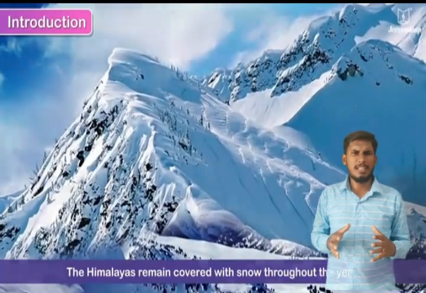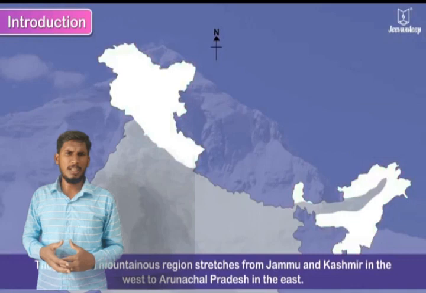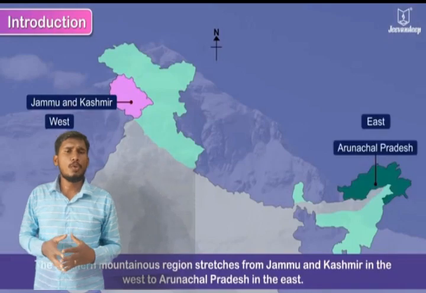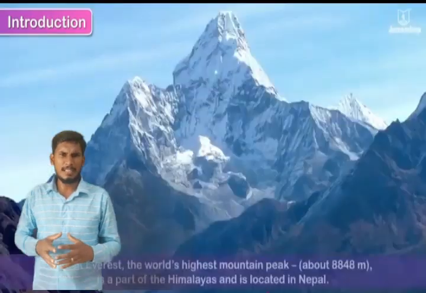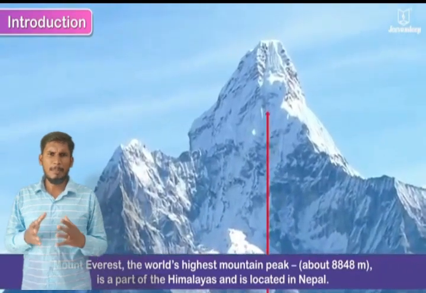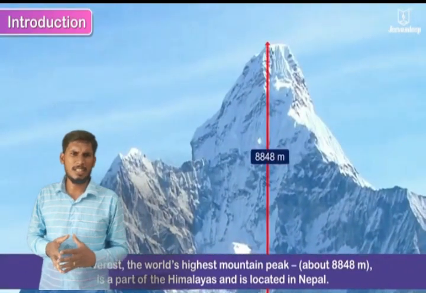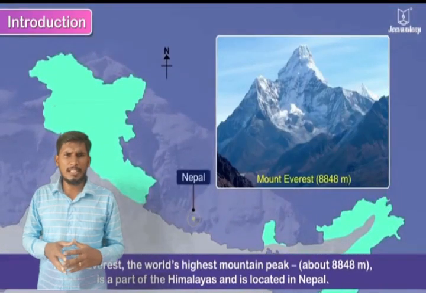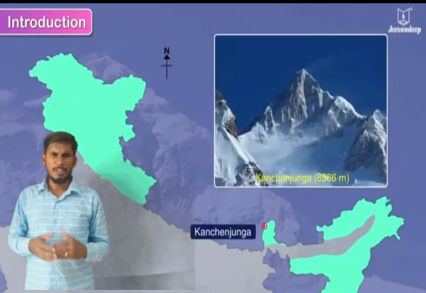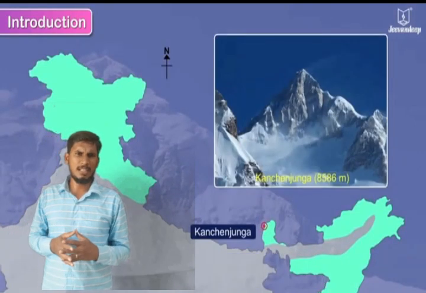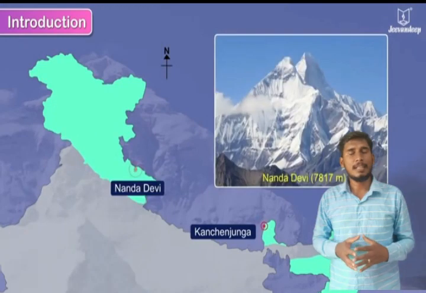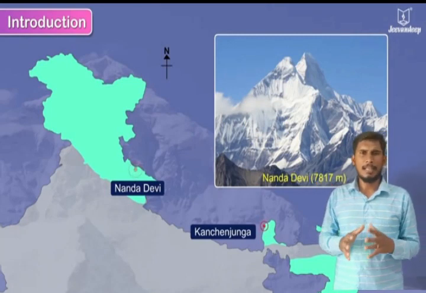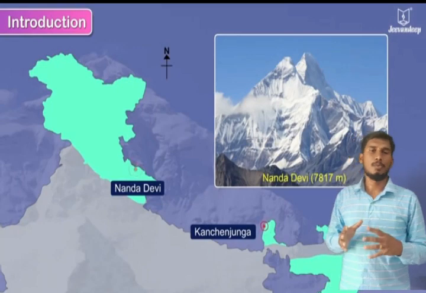The northern mountain region stretches from Jammu and Kashmir in the west to Arunachal Pradesh in the east for 2,400 kilometers. Mount Everest, the world's highest mountain peak, about 8,848 meters, is a part of the Himalayas, and it is located in Nepal. Kanchenjunga with 8,586 meters and Nanda Devi with 7,817 meters are located in the Himalayan ranges or northern mountains.